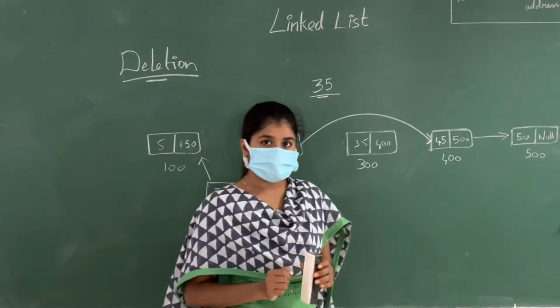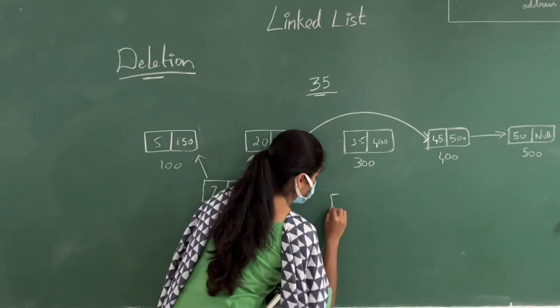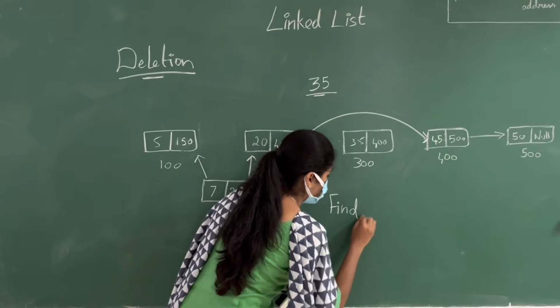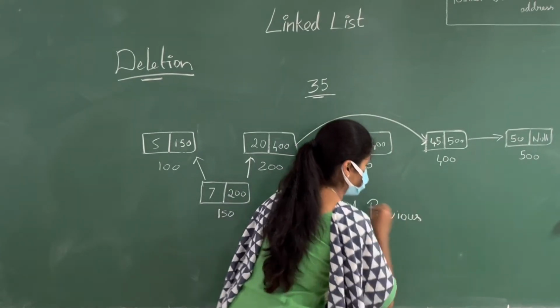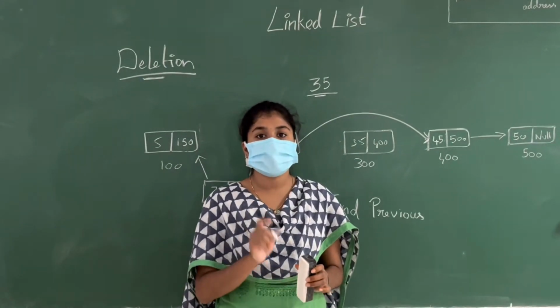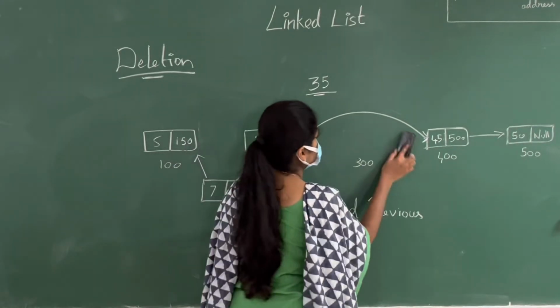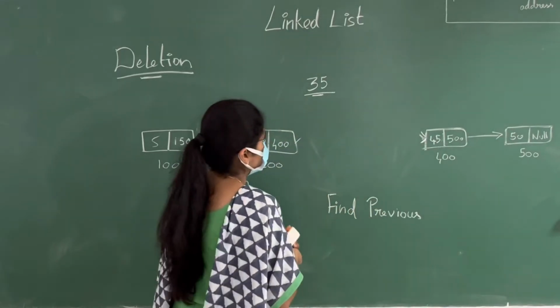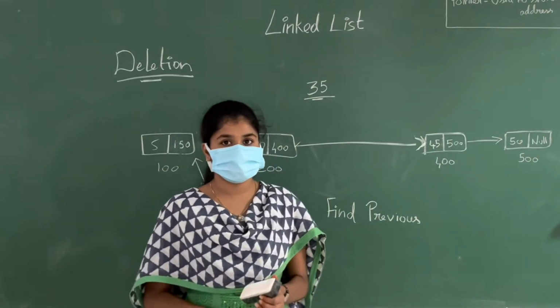In the deletion operation, a special function will be used, which is find previous. This function is used to find the address of the predecessor node. Once this is deleted, this will be attached here. This is how a deletion operation will be done.